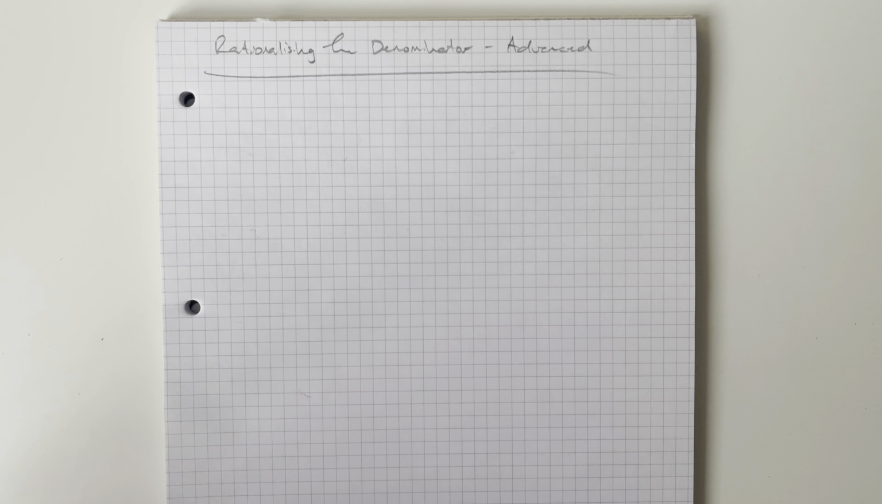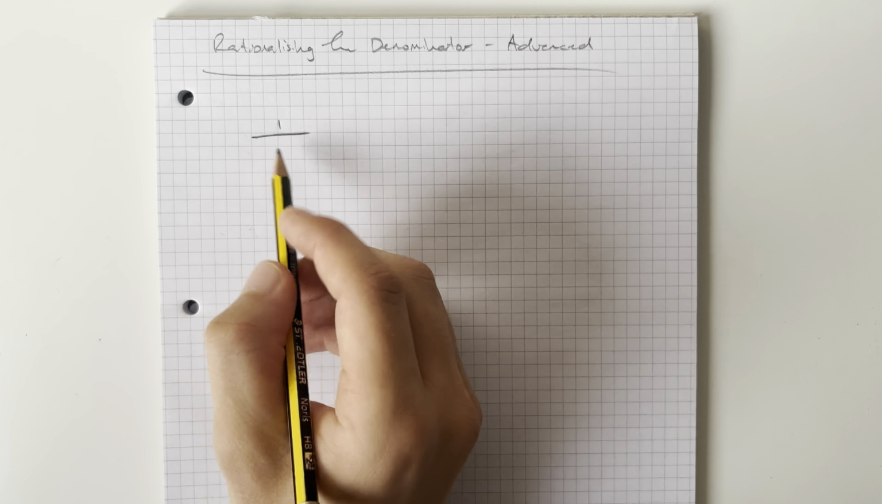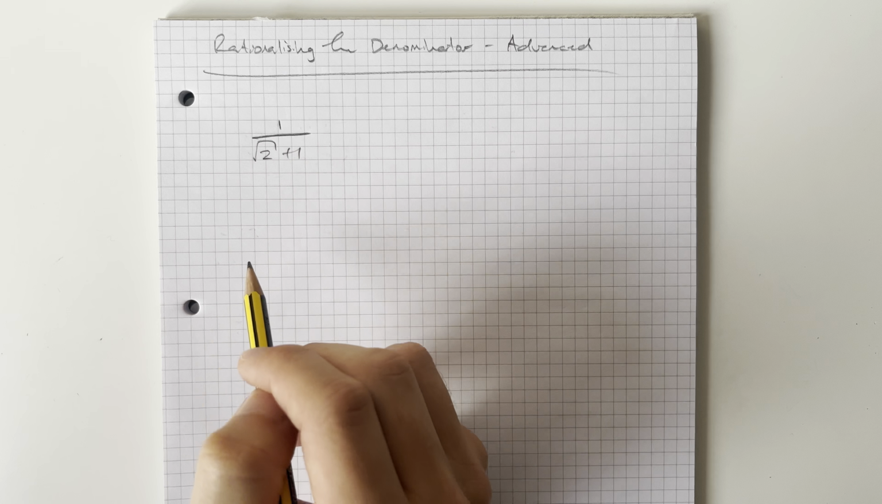Today we're going to be learning how to rationalise the denominator, but in this case not where it's just a surd on the bottom, but when it's a surd and a constant. This constant can be positive or negative, it doesn't really make a difference here. So the situation we're going to have is something like 1 over root 2 plus 1.